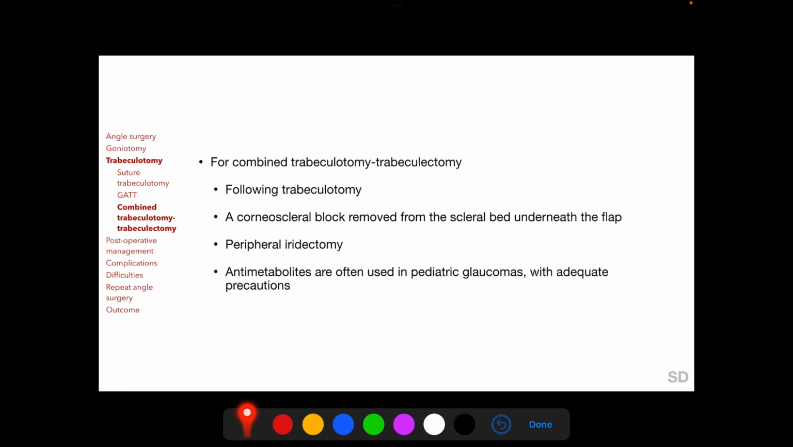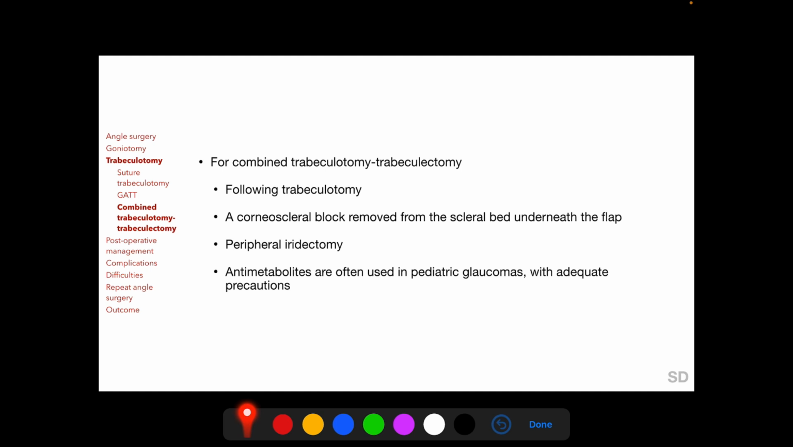Instead of trabeculotomy alone, many prefer to do a combined trabeculotomy and trabeculectomy in the superior quadrant, and the trabeculectomy procedure is done following the trabeculotomy procedure, as we have seen in the surgical video. For the trabeculectomy, a corneoscleral block is removed from the scleral bed underneath the flap.